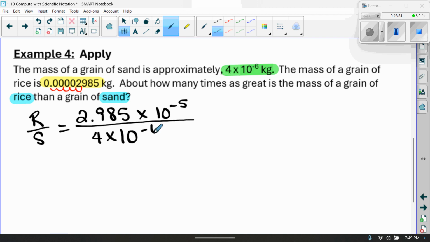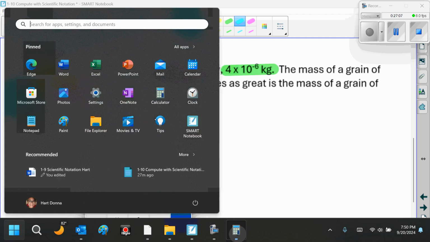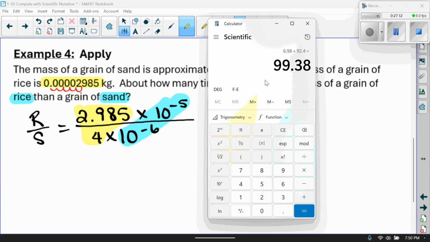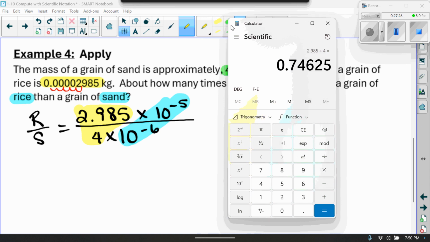Okay? And now we're going to divide our constants and we're going to divide our powers. Okay? Now remember, when we're dividing powers, we subtract our exponents. When we are dividing numbers, we just divide the numbers, right? So here, this is going to be 2.985 divided by 4, and that gives us 0.74625.